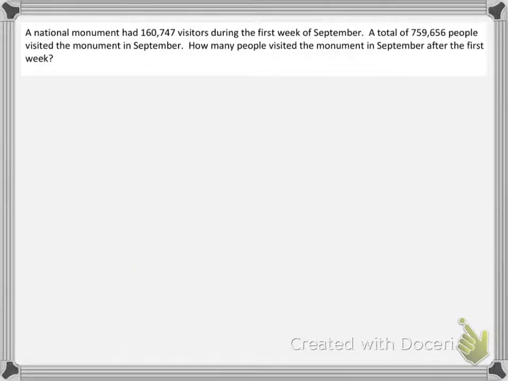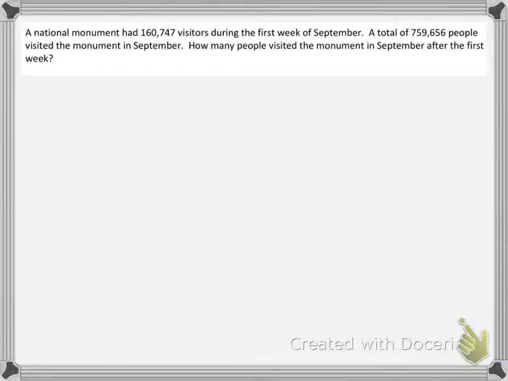Okay, a national monument had 160,747 visitors during the first week of September. A total of 759,656 people visited the monument in September. How many visited the monument in September after the first week?